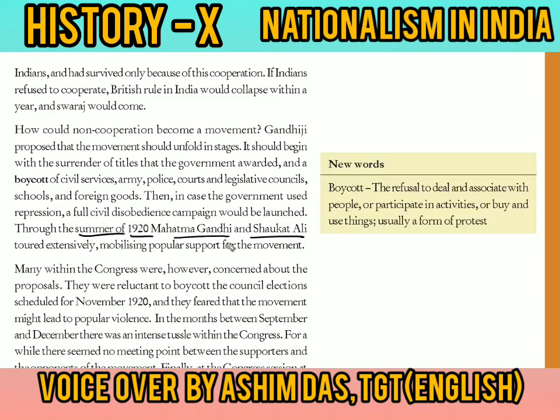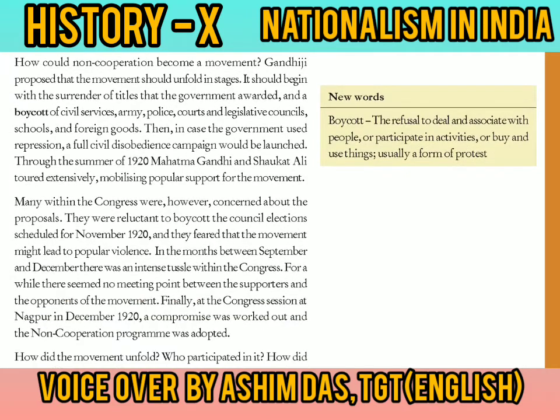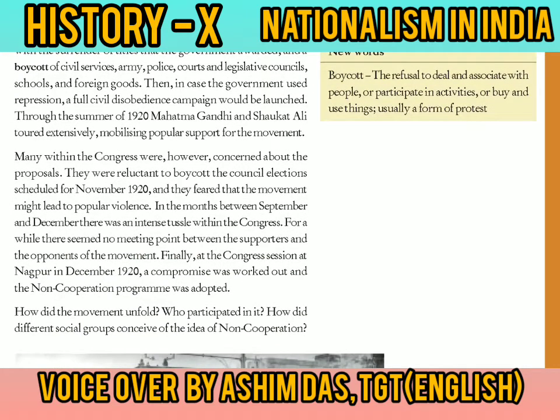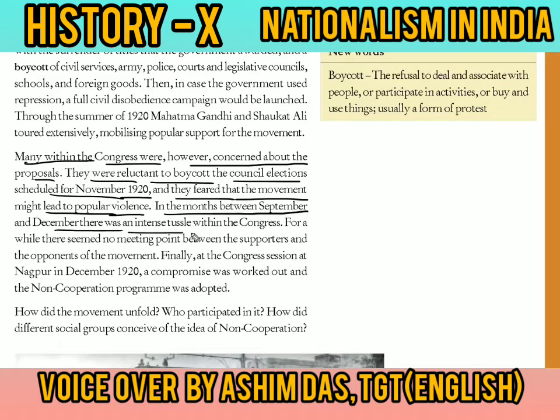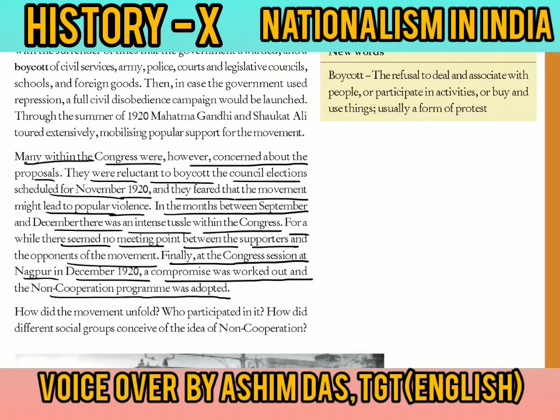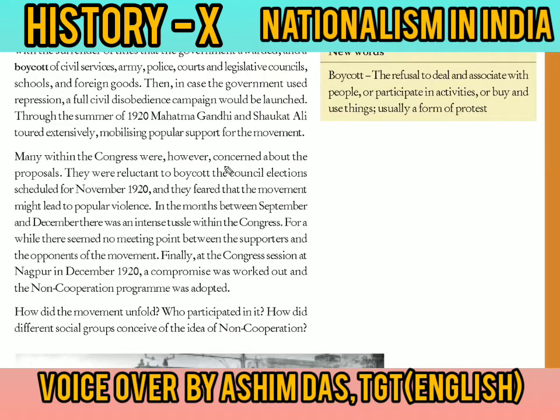Through the summer of 1920, Mahatma Gandhi and Shaukat Ali toured extensively, mobilizing popular support for the movement. Within the Congress also, however, there were some concerns about the proposals. They were reluctant to boycott. Boycott means to refuse to participate in any activity, such as the elections, and they feared that the movement might lead to popular violence. That is why in the months between September and December, there was an intense tussle within the Congress party. Some were supporting, some were not supporting it. For a while, there seemed to be no meeting point between the supporters and the opponents of the movement.